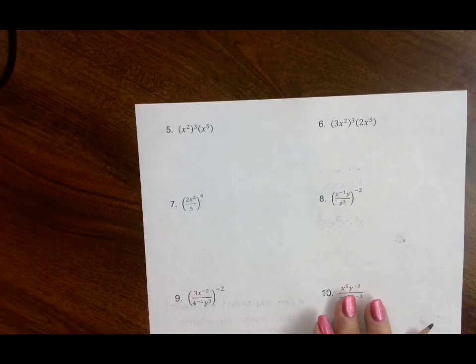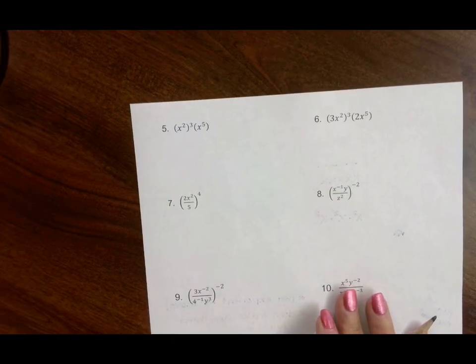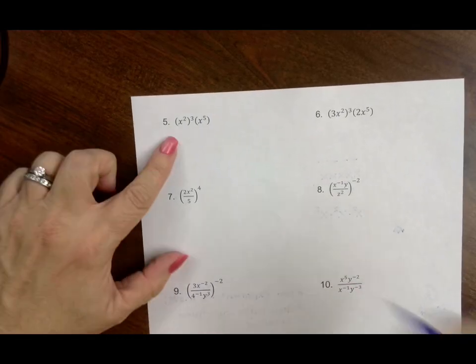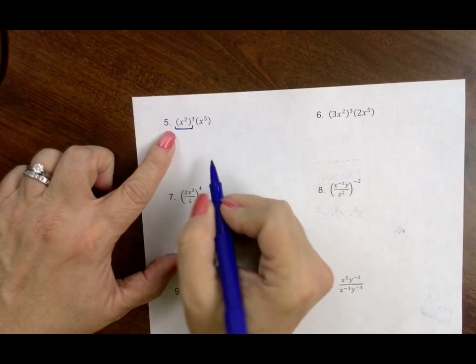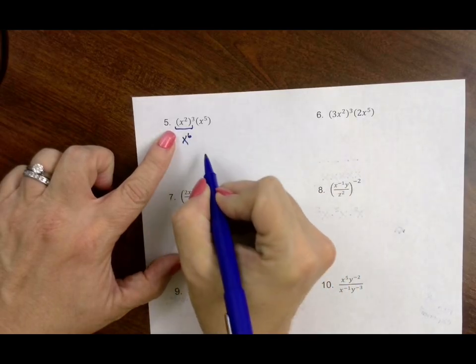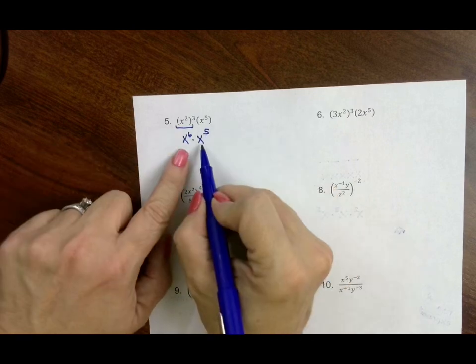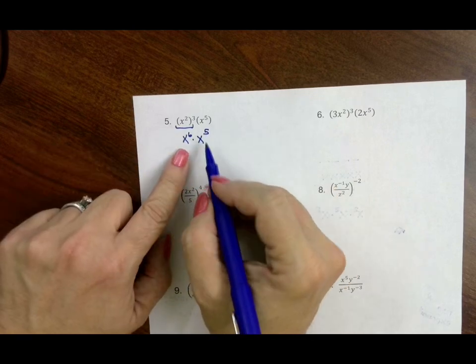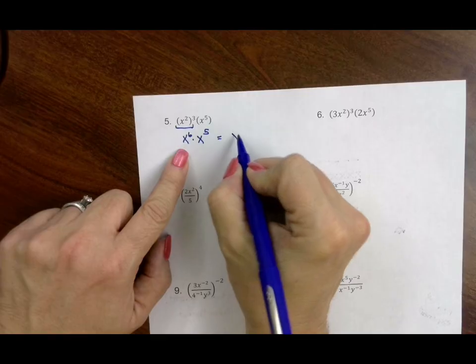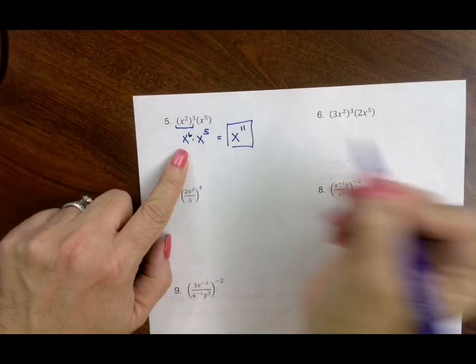All right, so they're going to get a little more complicated. We've got other things going on now. So we want to simplify these as much as we can. So I'm going to do this one first. So this becomes x to the 6th, and multiply times x to the 5th. When I multiply and they have the same base, then I'm going to add the exponents. This becomes x to the 11th.